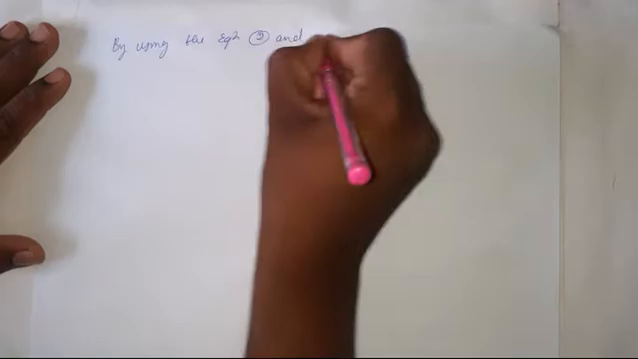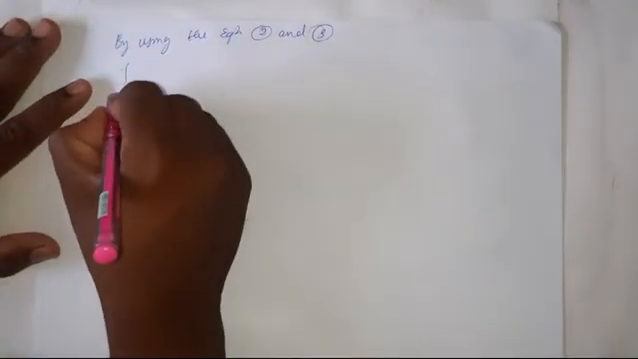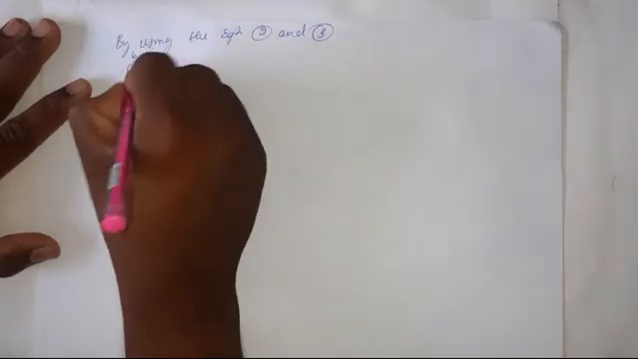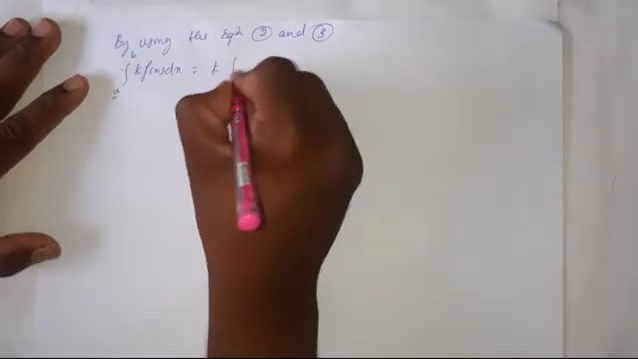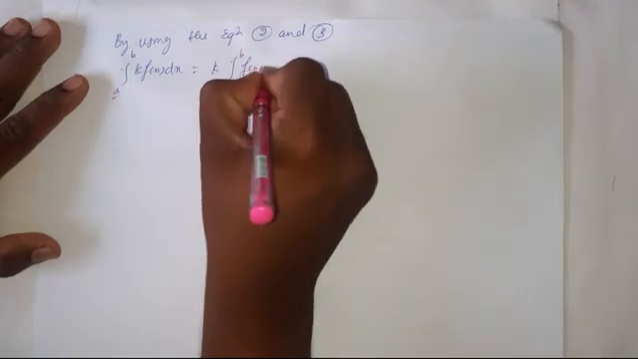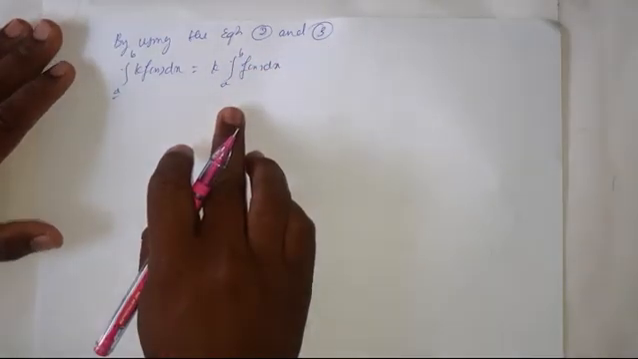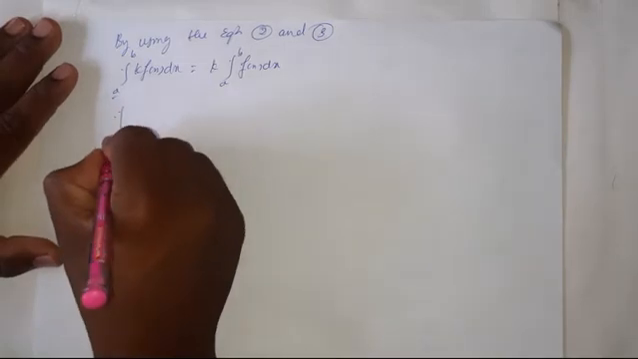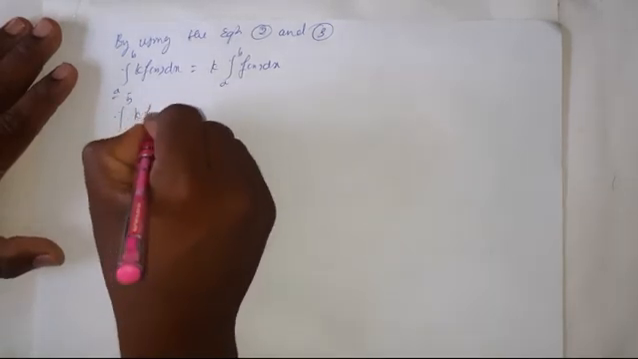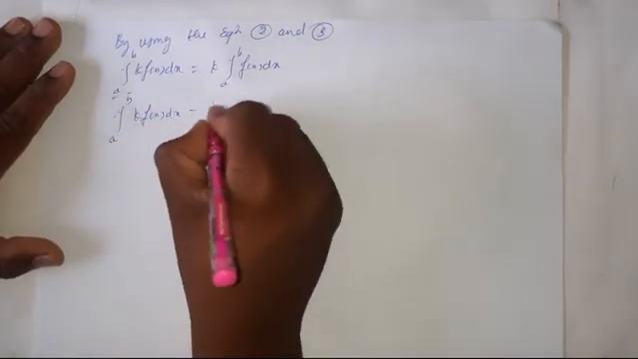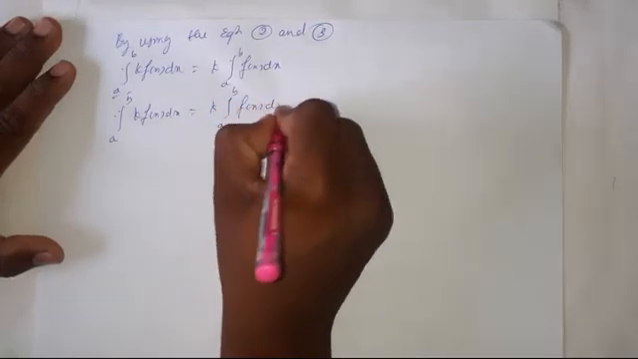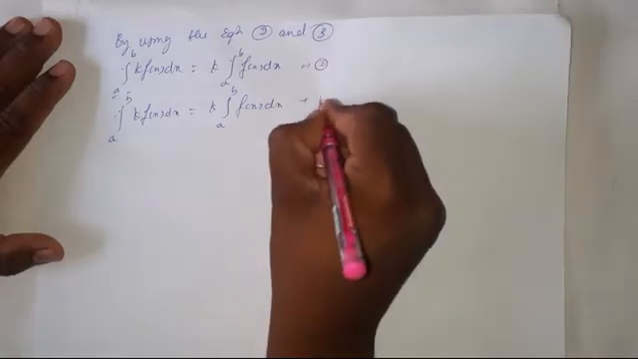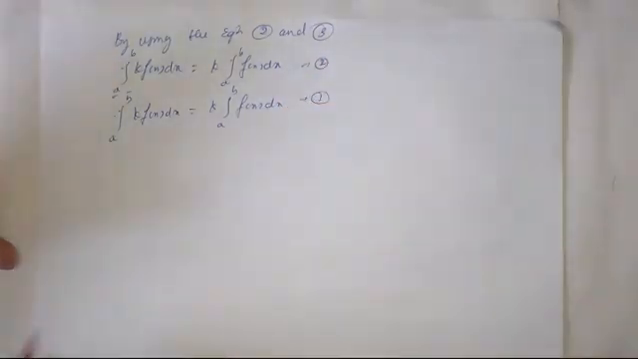2 and 3. So in equation 1 we have integration over bar a to b k into f of x dx is equal to k into integration over a to b f of x dx. It is the second equation. And in the third equation, a to b bar k into f of x dx is equal to k into integration over a to b f of x dx. It is our second equation, and this is the third equation that we already know.